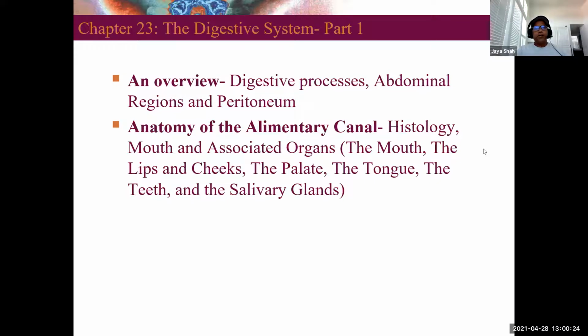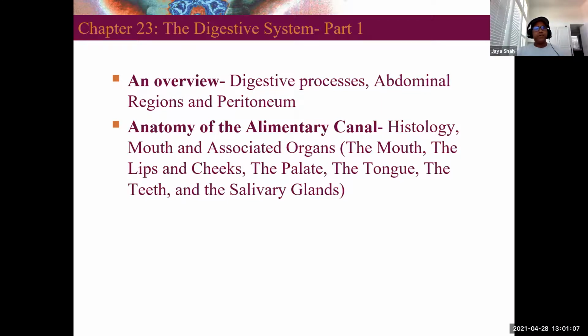Good afternoon, guys. We're going to start the last fifth unit, and in this unit we have the digestive system, urinary system, and the reproductive system. Today we have the first part of the digestive system, which is chapter 23. We'll cover the digestive system in two lectures, today and next week. And I have posted the reading PowerPoint and the recorded lab section of the digestive system already in your Canvas.